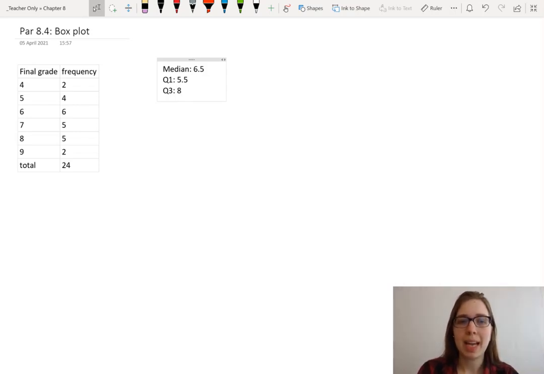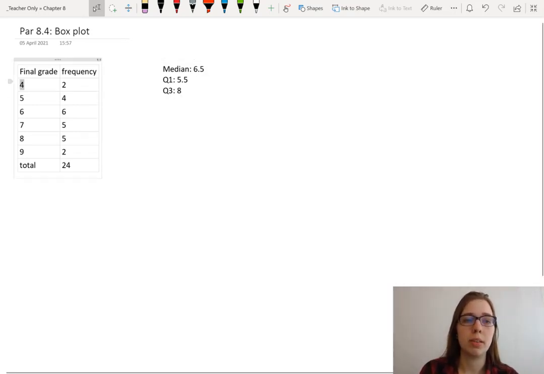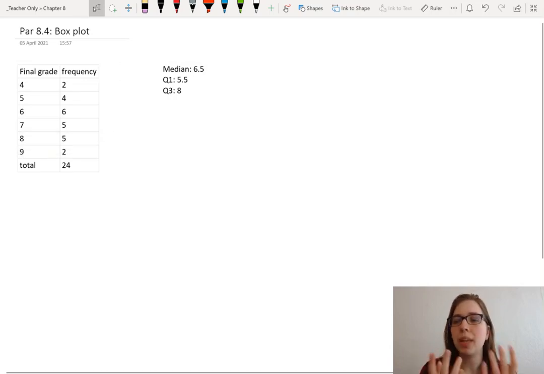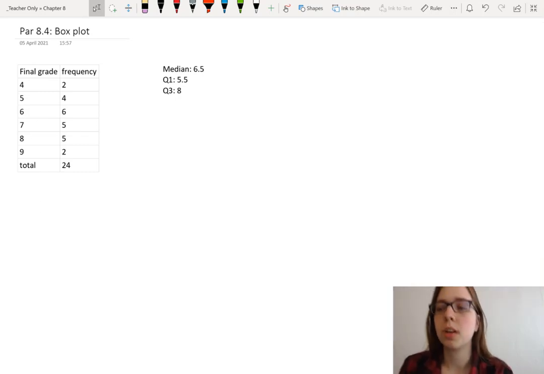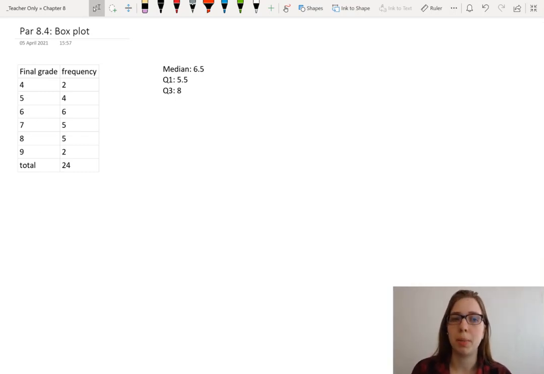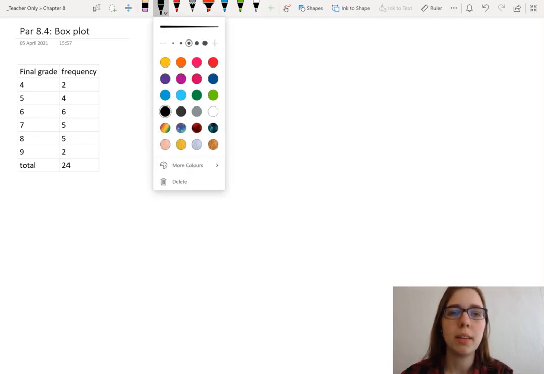Anyways, okay, we have our median, our first quartile, and our third quartile. And we also know, of course, that our data run from 4 to 9. And we want to have all that information captured into one picture. So what we're going to start with is a number line. And I'm going to make my number line slightly longer than the data I have. So let's say from 3 to 10.